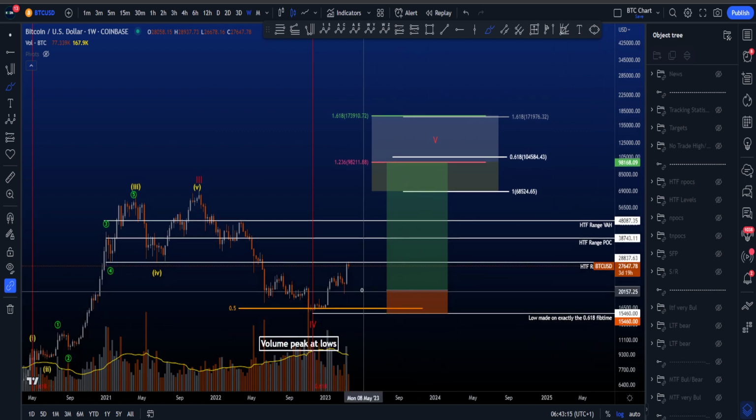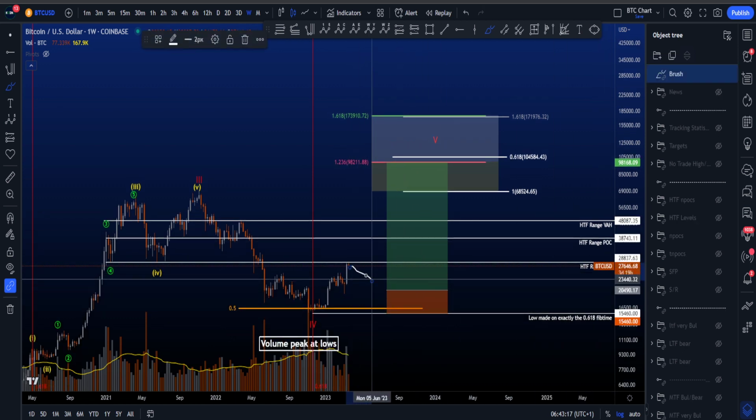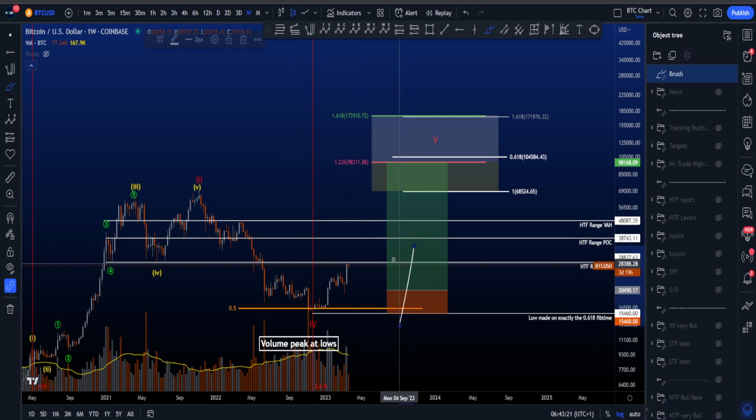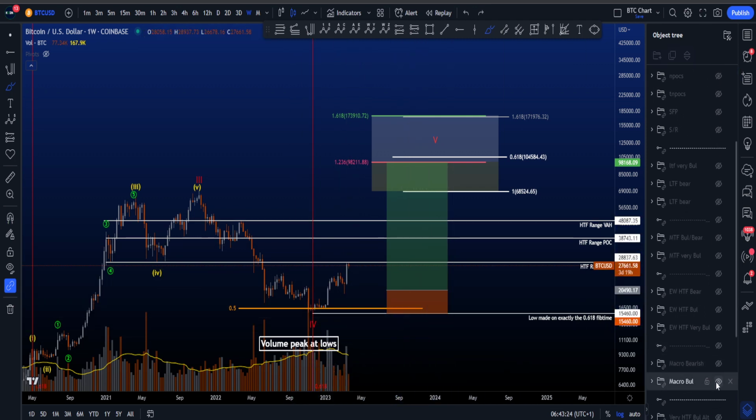The potential trading setup would be to wait for a retracement, then laddering potential longs, stop loss below the low, very clear invalidation, and then trading it to the upside.